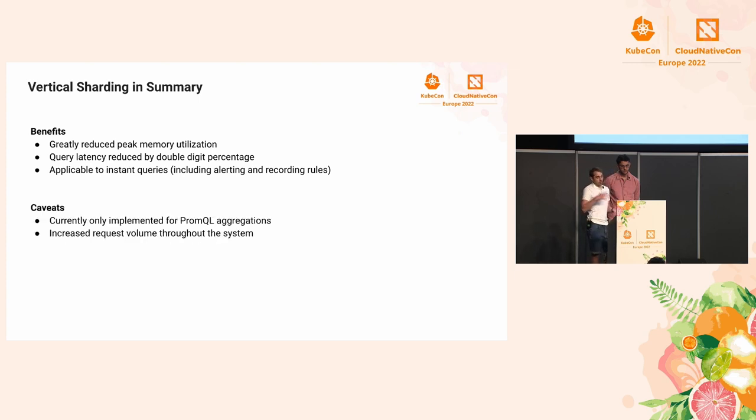And we still have a few things to hash out. We don't have an implementation for the full range of PromQL expressions, so we need to have some sort of aggregations in the query expressions in order to shard on those labels. But I think that over time we'll just need a bit more time to hash out the details there.